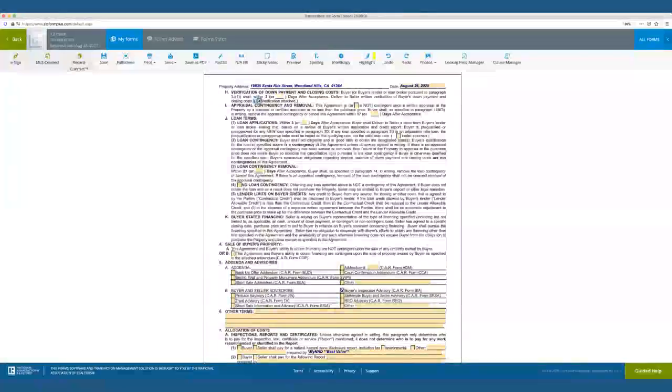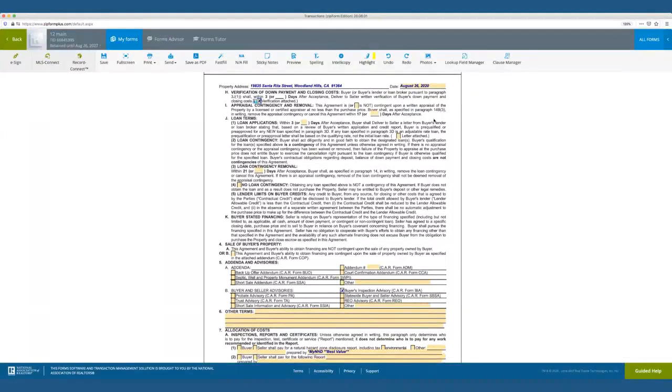So you always want to check this box saying verification attached, because nobody's going to look, especially in this market, nobody's going to look at this offer unless you show them that your buyer has the funds.